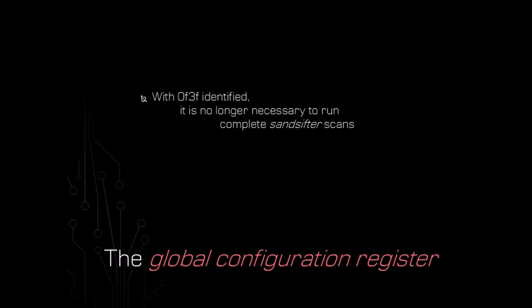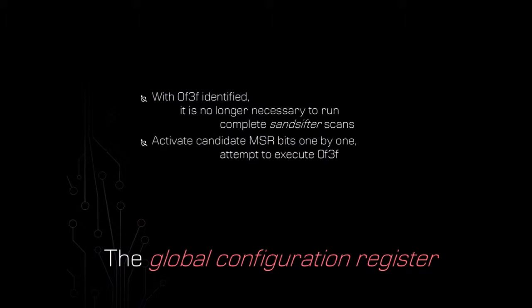Now I want to know which of those bits that I activated was really responsible for enabling this launch instruction. Fortunately, now that I know what the instruction is, I no longer have to run complete sandsifter scans in order to test my theories. Basically, I can activate a candidate MSR bit and see if 0F 3F exists on the processor. If it doesn't, that wasn't the correct MSR bit. If it does, then I found the bit that I'm after. Using this approach, I was able to determine pretty quickly that MSR number 1107 on the processor activates this launch instruction. So 1107 must be what the patents are calling the global configuration register, the register that will unlock this new functionality.